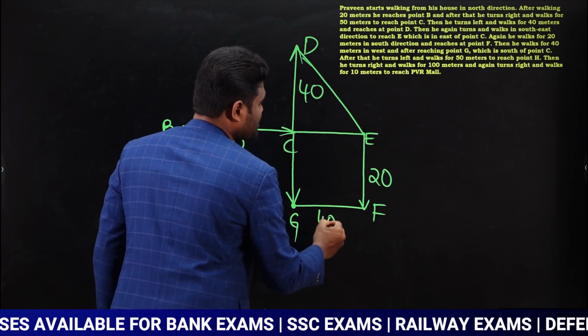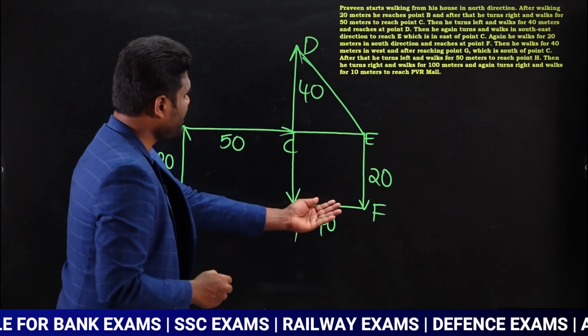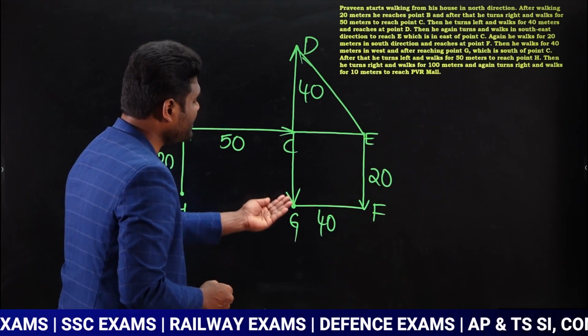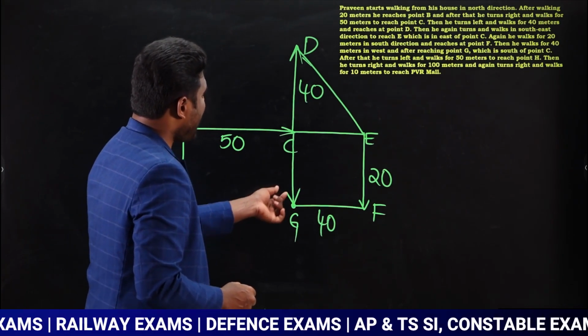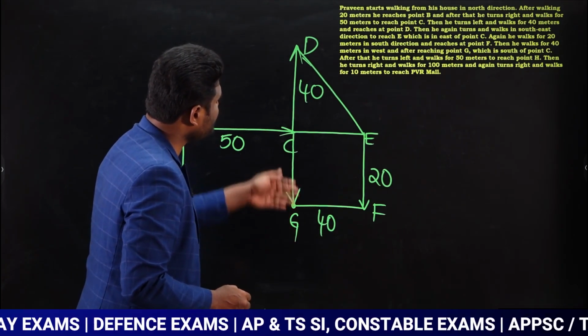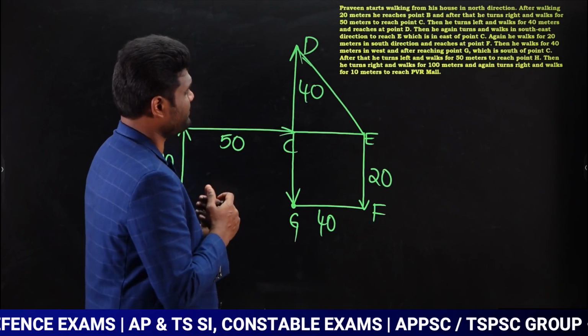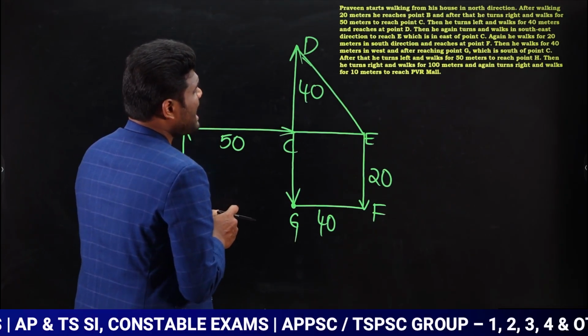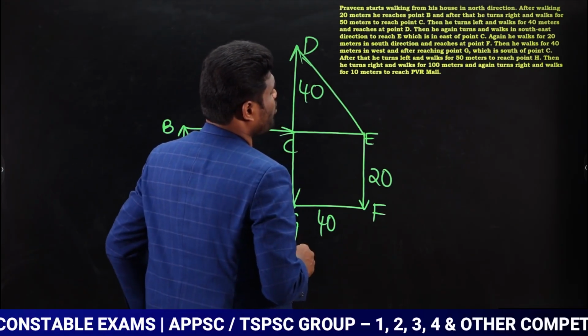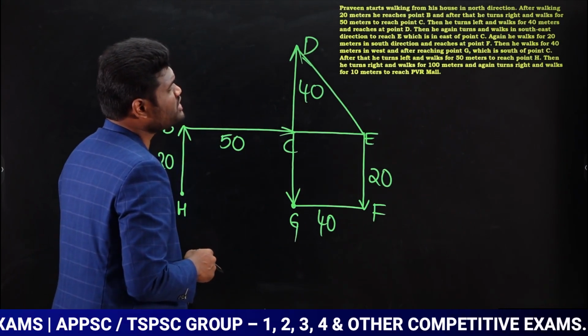And this is how many meters? This is nothing but 40 meters. So he moved 40 meters from point F towards west and reaches point G. Point G is in the south of point C. Okay. Next. After that he turns left and walks for 50 meters to reach point H.